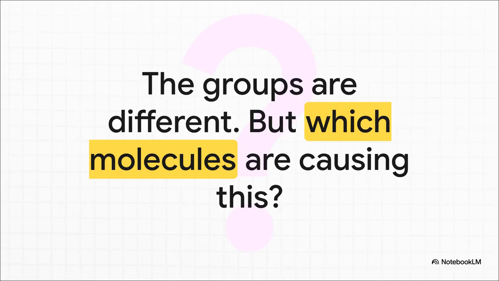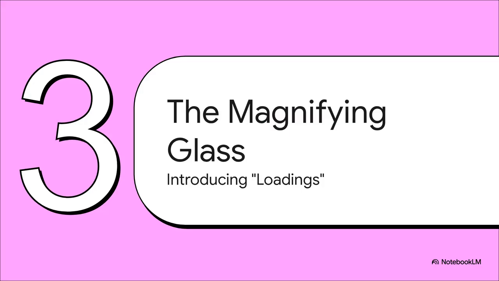See, that PCA chart is fantastic for telling us that the groups are different. But it doesn't tell us why. Which of those hundreds and hundreds of molecules that we measured are actually responsible for creating this separation? What's the cause? To answer that why question, we need a totally different kind of lens. We need a magnifying glass. We need to look at something called loadings. This is the tool that lets us zoom right in on the specific culprits that are driving the change.